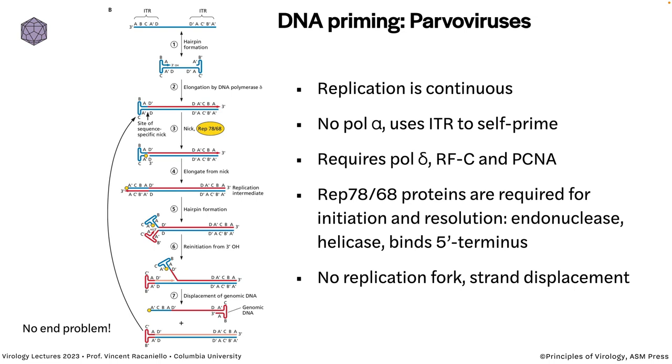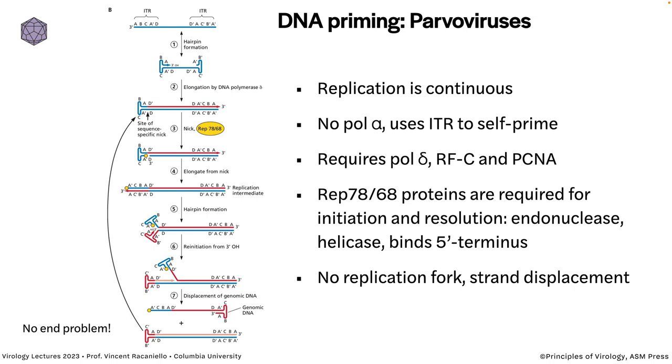So now what has to be done is the DNA needs to be nicked between A prime and D. So the rep protein, which is the origin binding protein, also is an endonuclease, which means it can cut DNA internally. It will make a sequence-specific nick between A prime and D.